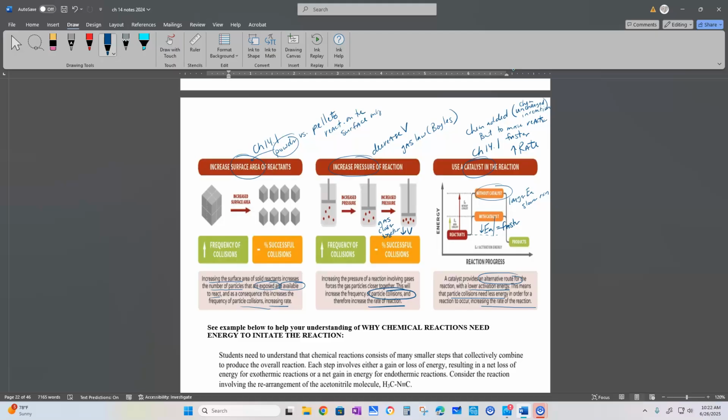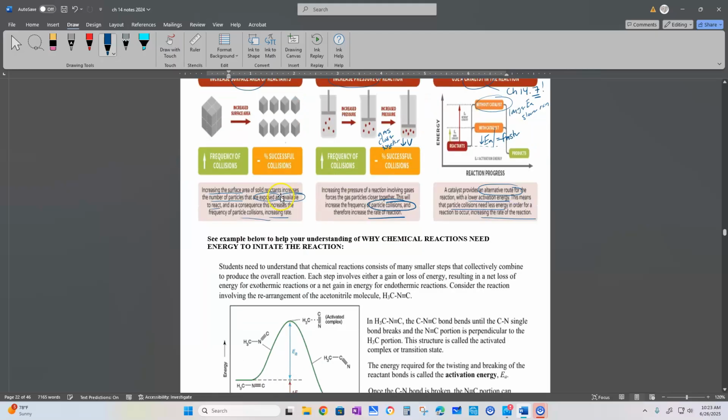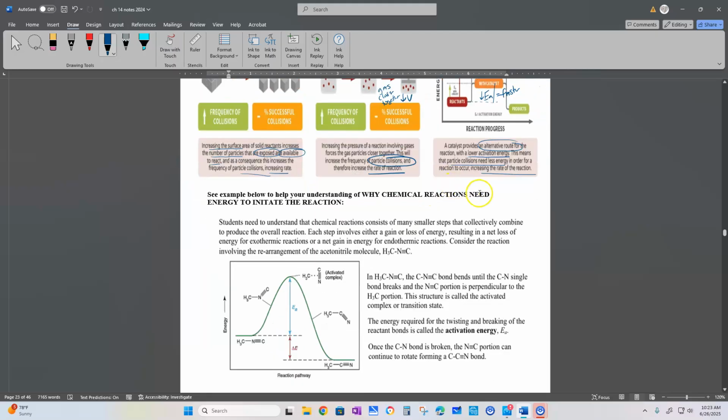So what is this EA part about? You're going to see the catalyst come back in the last video, 14.7. Okay, so let's look at an example of why a chemical reaction needs energy to initiate the reaction.